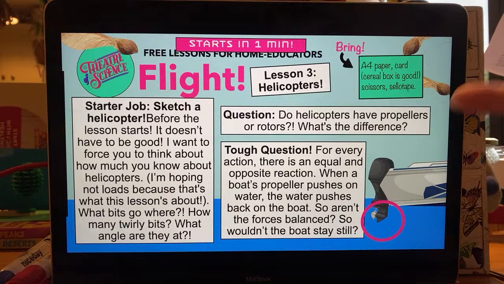So what do you reckon to this? For every action, there is an equal and opposite reaction. That is true. When a boat's propeller pushes on water, the water pushes back on the boat. That is true. So aren't the forces on the boat balanced, right? We saw in the first lesson how if the forces on something are balanced, it stays still. So wouldn't the boat stay still because the forces on it are balanced?